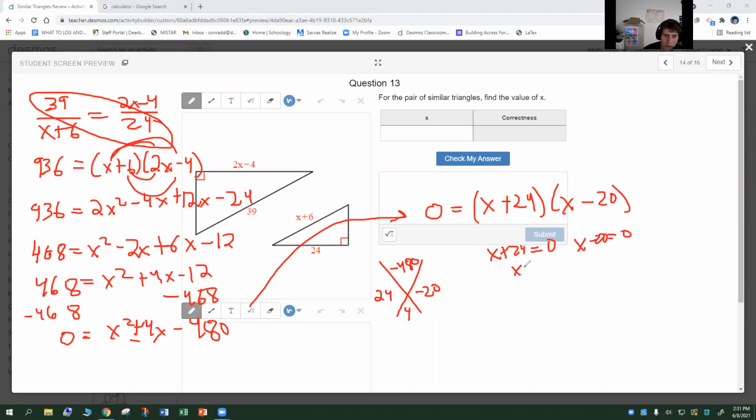If we subtract 24 from both sides, we're going to get x equals negative 24. If we add 20 to both sides in the other one, we're going to get x equals 20. X is a distance, it's a length here, so it can't be negative. So we're going to have to go with x equals 20, unless we've done something wrong. There we go.